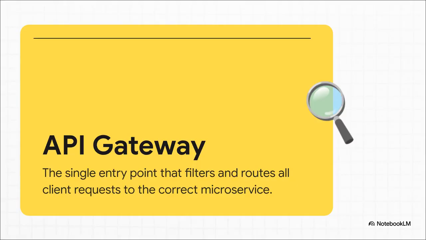So if our application is now a city, how does anyone find anything? That's the job of the API Gateway. It is the single front door for all traffic coming from the outside world. It acts like a bouncer, checking IDs and authenticating requests, and it's also the receptionist, looking at each request and routing it to the exact microservice inside the city that can handle it.